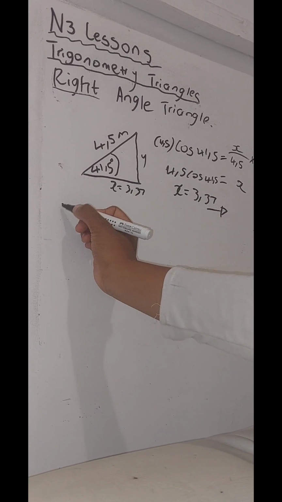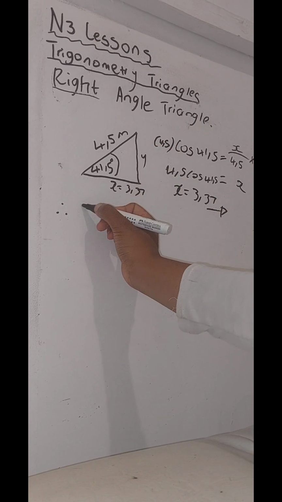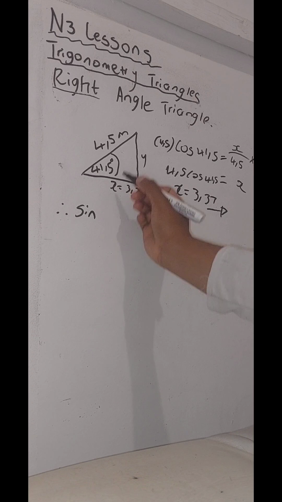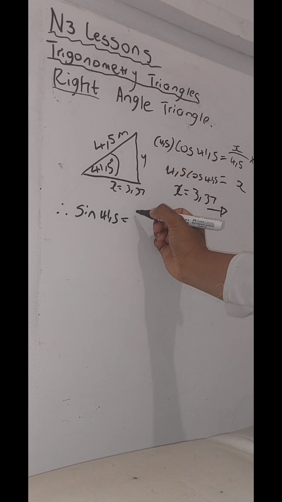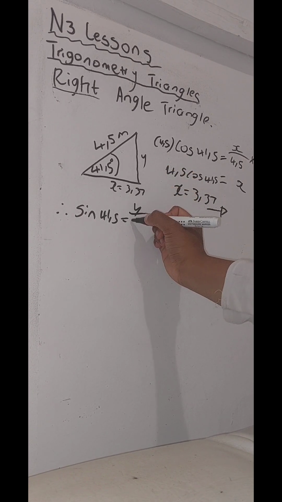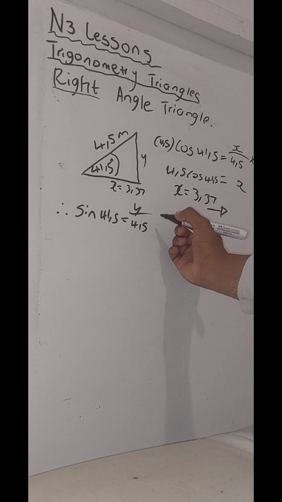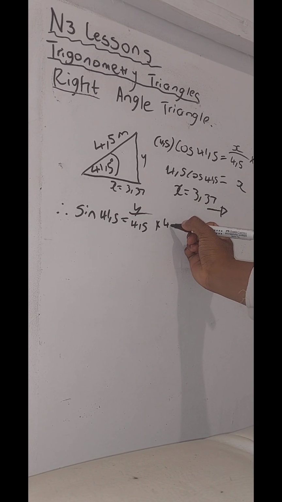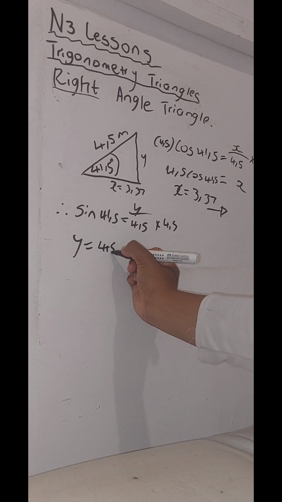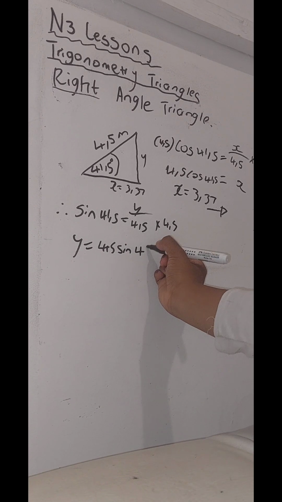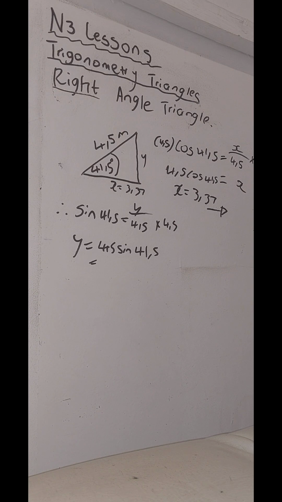And now let's solve for y. To solve for y, when we have a hypotenuse, we can use sine theta. Sine 41,5 is equal to opposite over hypotenuse, 4,5, right? And we're going to multiply 4,5 on each side, and y will be equal to 4,5 sine 41,5. That's all for it.